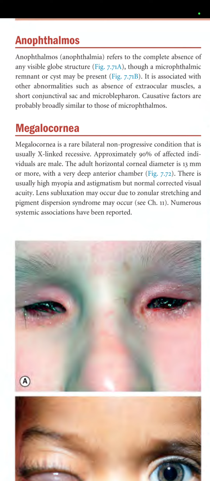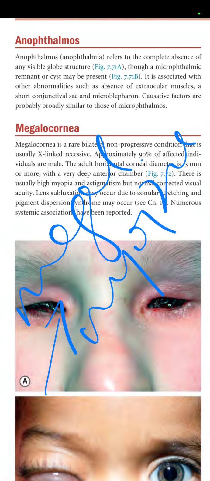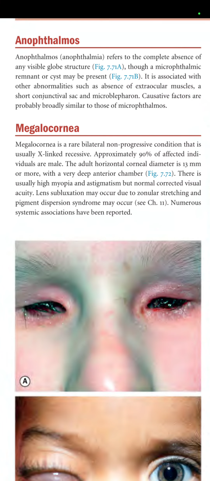There is usually high myopia and astigmatism but normal corrected visual acuity. Lens subluxation may occur due to zonular stretching, and pigment dispersion syndrome may occur. Numerous systemic associations have been reported. So megalocornea is going to be the opposite of microcornea. They're going to have myopia, lens subluxation, and astigmatism.